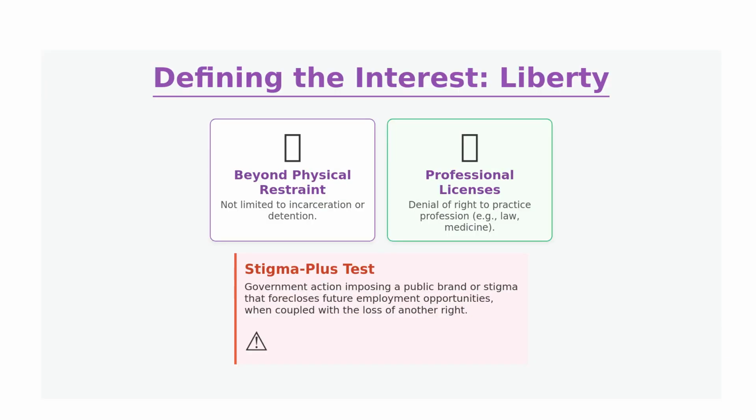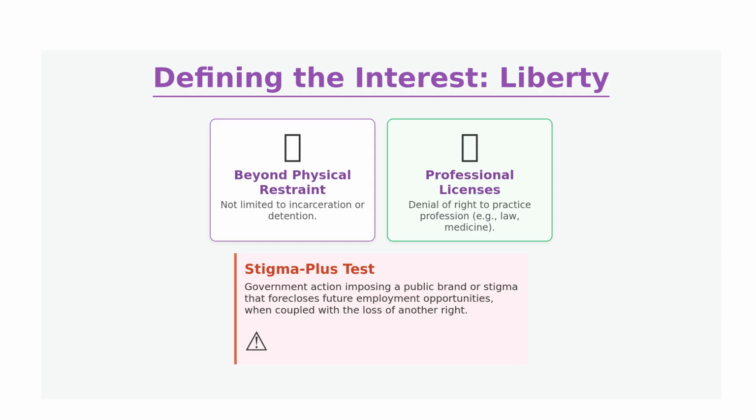Having established what constitutes a protected property interest, we now turn to the second protected category: liberty. Crucially, constitutional liberty extends far beyond mere physical restraint, such as incarceration or detention. Liberty interests are implicated whenever the government deprives an individual of certain fundamental non-physical rights or statuses. A primary example involves professional licenses. The government cannot arbitrarily deny someone the ability to practice their chosen profession, like medicine or law, without due process.